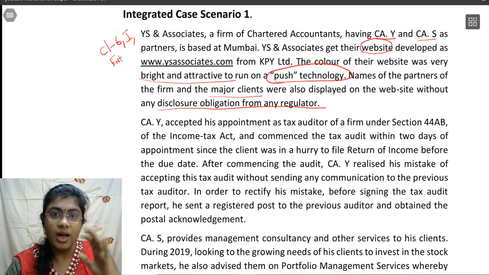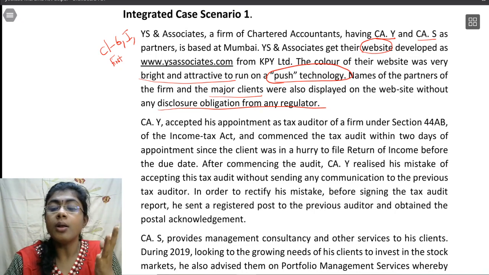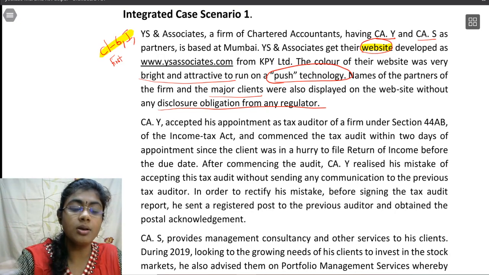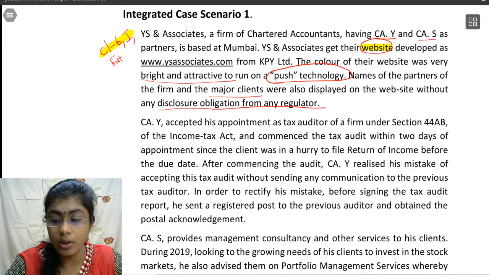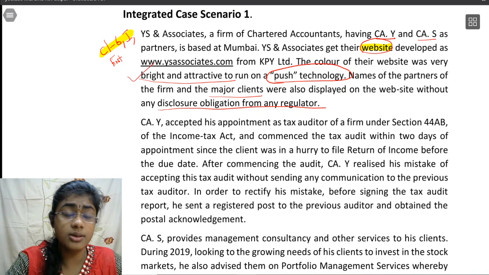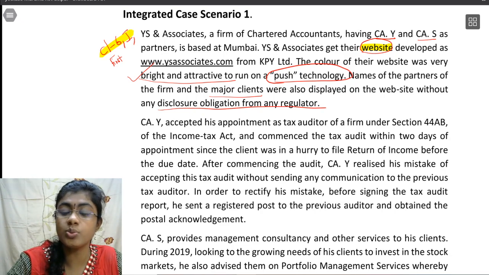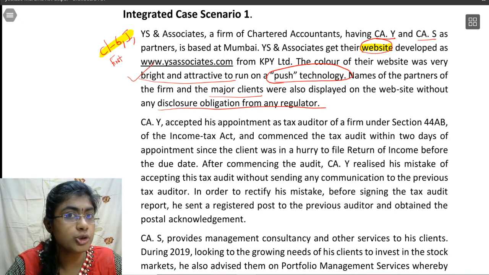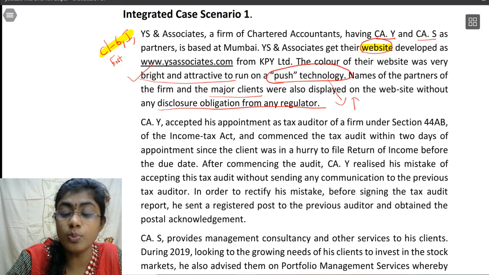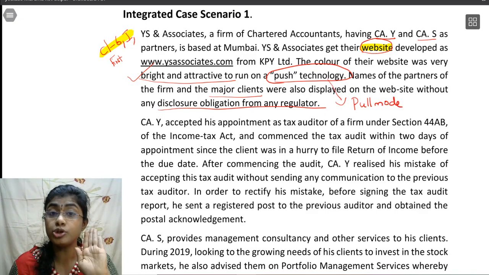Okay, now I will pause for a second here. See, while you read this itself, website, we have linked with clause 6, Part 1, First Schedule. Moreover, the website is having bright colors. Is that allowed? Answer is yes. Any color, any fonts are allowed. But it is working on which technology? Push. Is it allowed? No. It should work only on which mode? Correct? It should be on pull mode or pull technology. Push is not allowed.